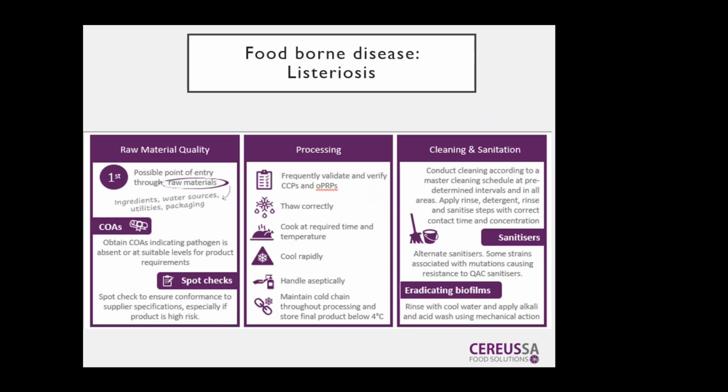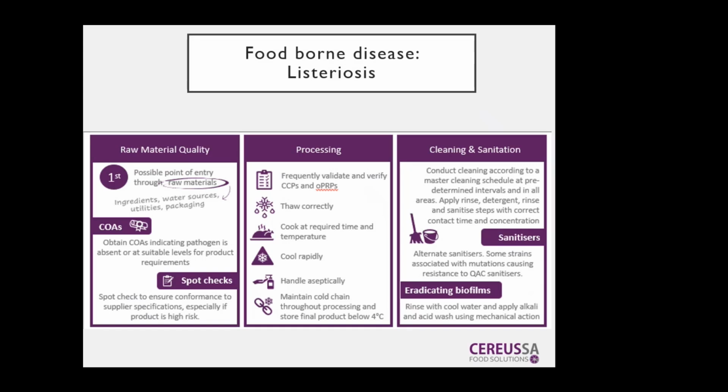You can also do spot checks and test some of your raw materials to make sure that it does meet the specification. Processing is a very good way of killing Listeria. So check your CCPs and your OPRPs, especially if they are killing steps for Listeria.